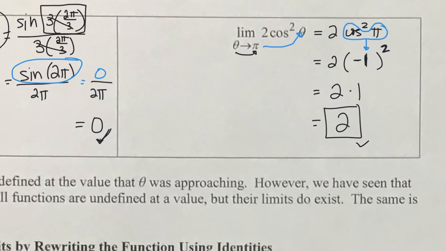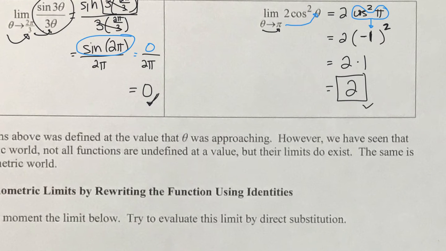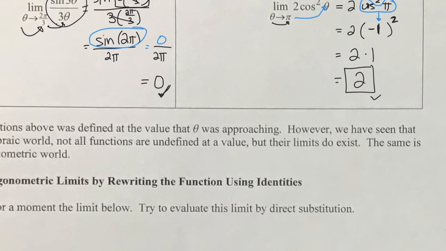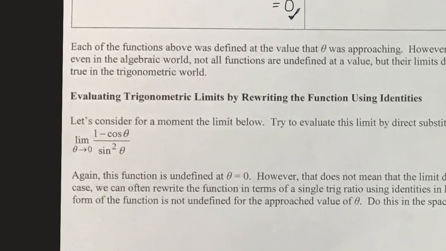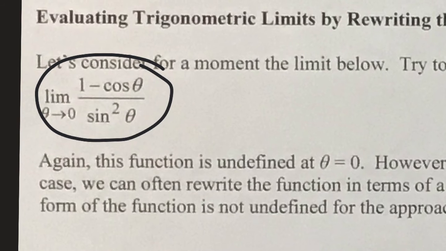Direct substitution is great and easy when it works. When it doesn't work, that's when we have to do something else. Like in this case, 1 minus cosine over sine squared. When we plug 0 into sine squared, the sine of 0 is 0 and 0 squared is 0, so now we've got problems. We have to do something else, and what we're going to do is remember our trig identities. Ooh, trig identities. We're going to replace sine squared with its trig identity.